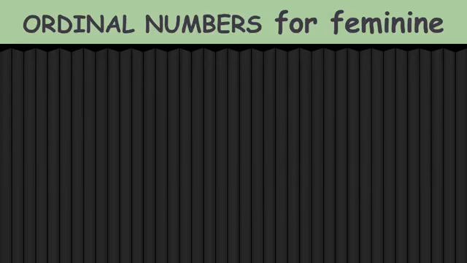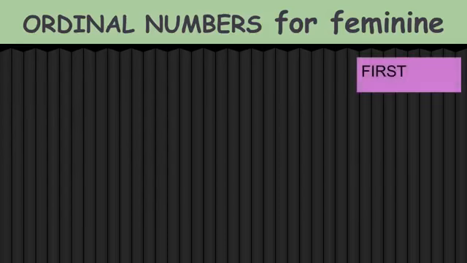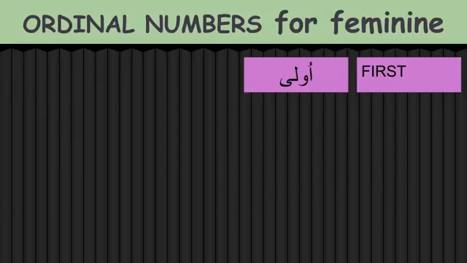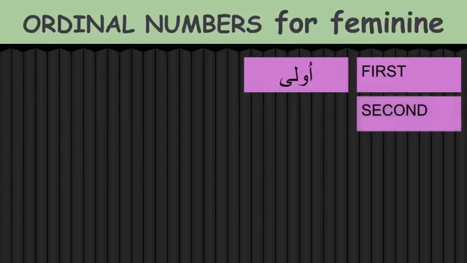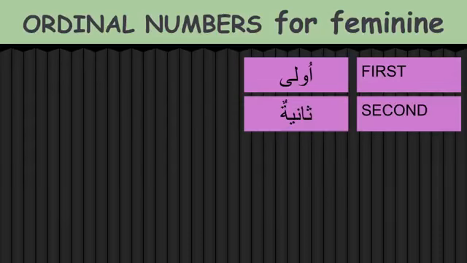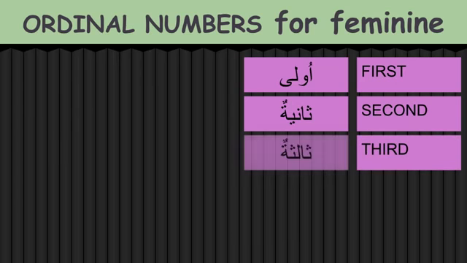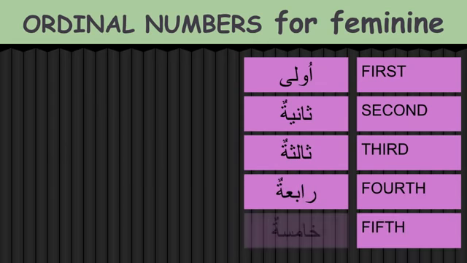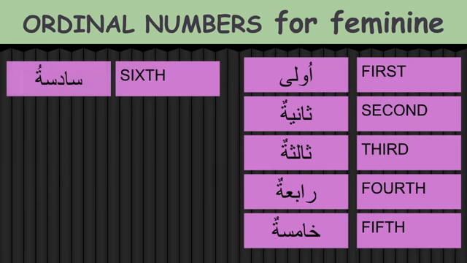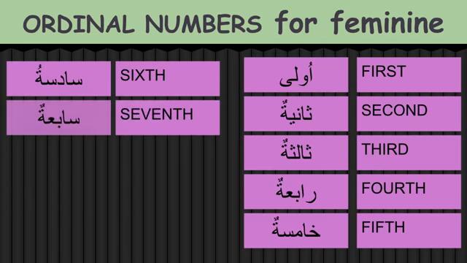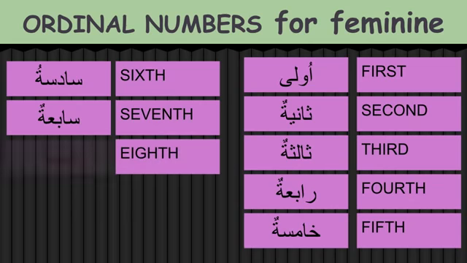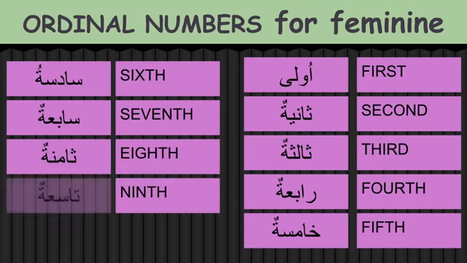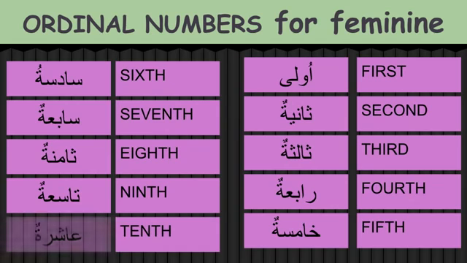And going to feminine ordinal numbers, the first will be ula. So for the masculine we have awwalu, and for the feminine noun it will be ula. And second will be thaniyatun, fa'ilatun. Third will be thalithatun, same fa'ilatun, thalithatun. Fourth will be rabi'atun. Fifth will be khamisatun. Sixth will be sadisatun. Seventh will be sabi'atun. Eighth will be thaminatun. Ninth will be tasi'atun. And tenth will be ashiratun.